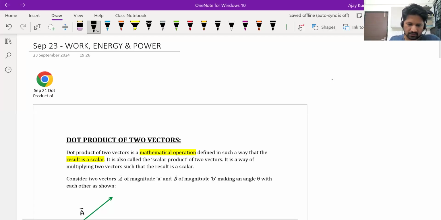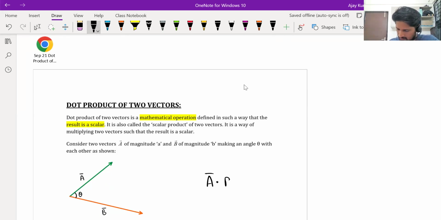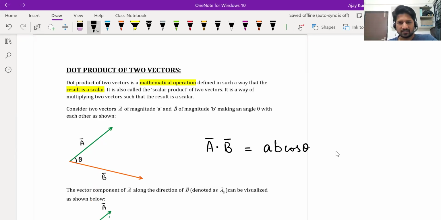Let's quickly discuss answers to the worksheet questions. So one of you tell me, what is the basic formula for dot product of two vectors? How do you calculate A dot B? Sir, AB cos theta. Okay. Small a is the magnitude of the vector A, small b is the magnitude of the vector B, and theta is the angle between them.